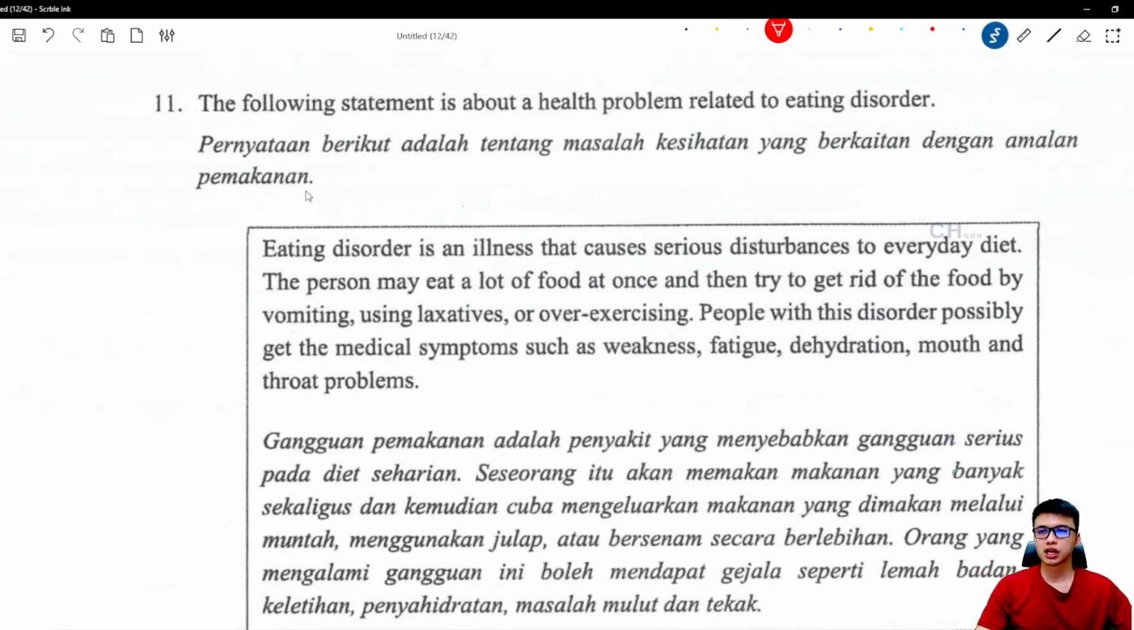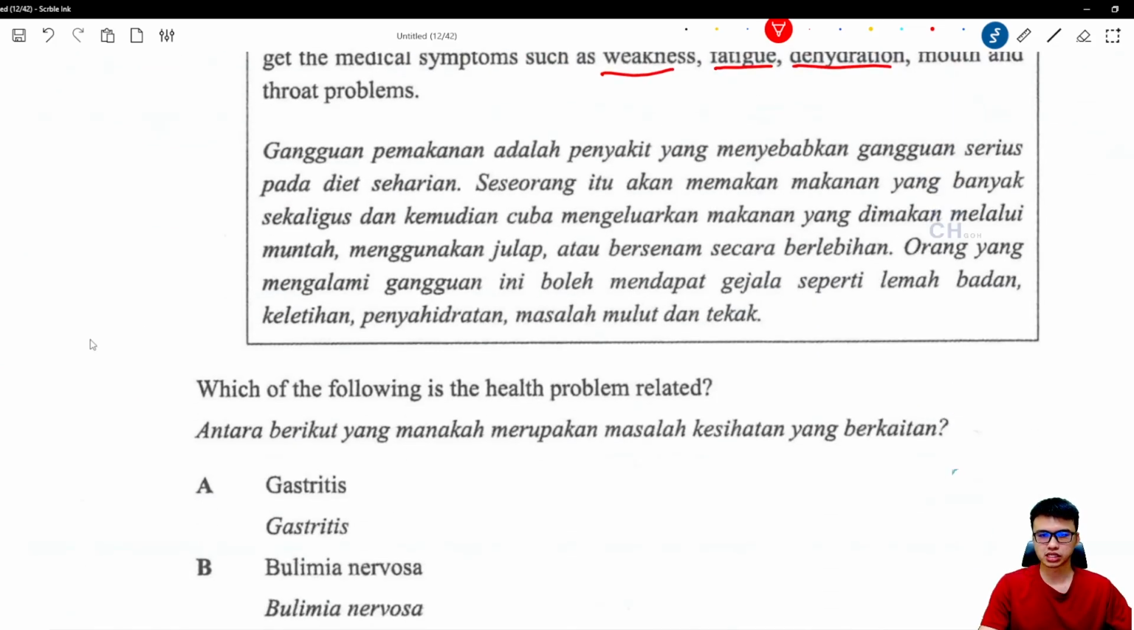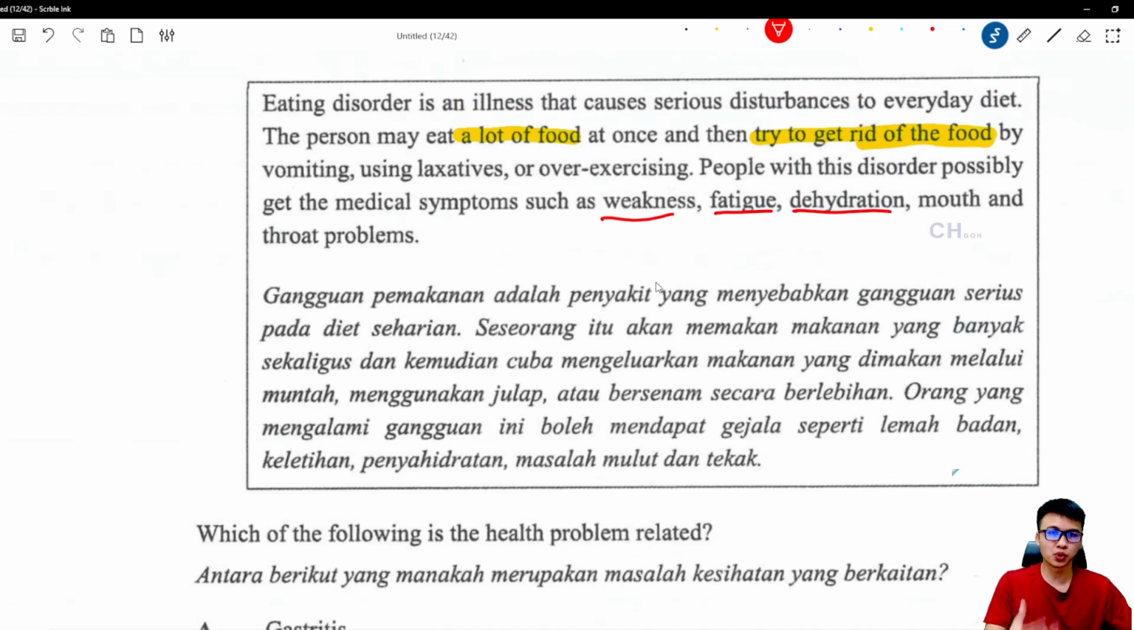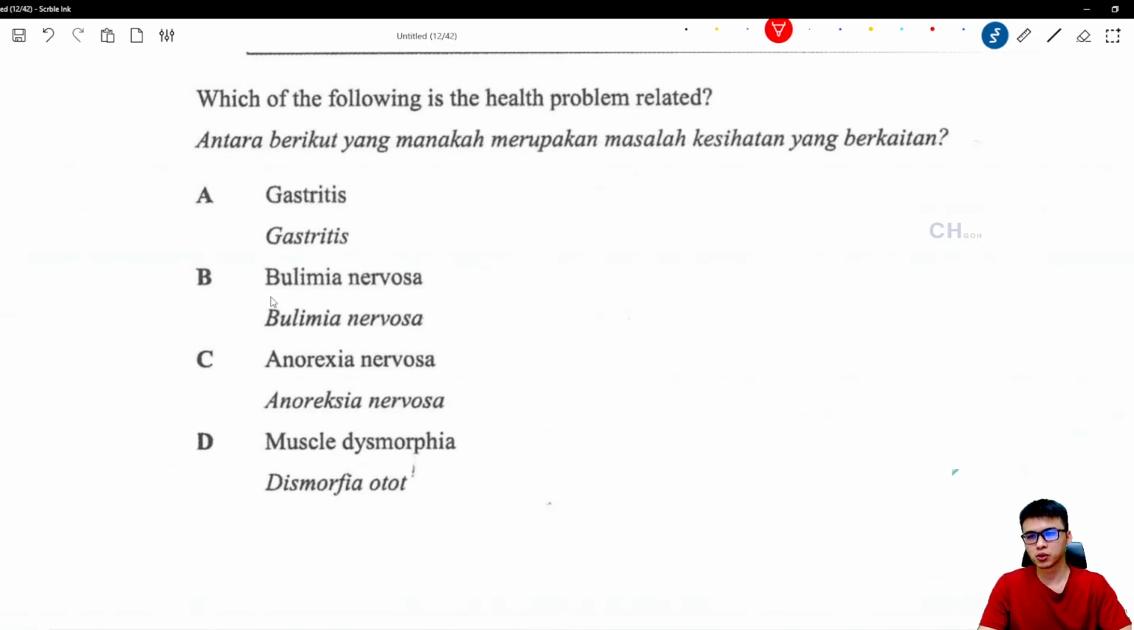Now, the following question. The following statement is about a health problem related to an eating disorder. Right here, you eat a lot of food. Guys who eat a lot of food, but after they eat the food, they feel guilty. I'm too fat. I'm not going to eat that. I should not be eating that much. So you are trying to get rid of the food. Right here you are actually bullying yourself. Am I right? You eat a lot of food, then you trigger yourself to vomit out the food. So this will give you symptoms such as weakness, fatigue, dehydration, and so on. So what is this related health problem? When you are trying to bully yourself, we call this disease bulimia nervosa.